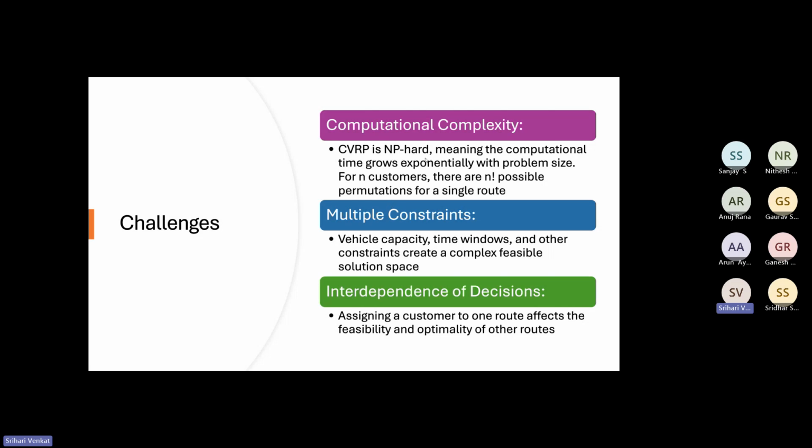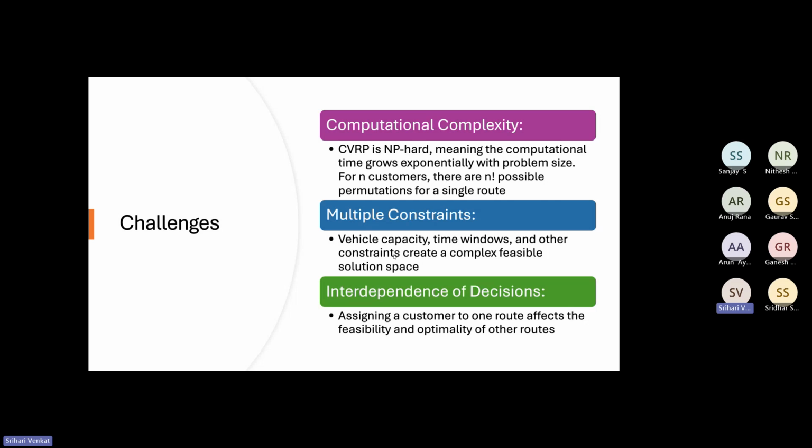I haven't explained NP hard, but I have introduced the non-deterministic polynomial time problems, right? So NP hard is one such variety. It's at least as hard as the hardest problem in NP. That's what NP hard means. We don't want to worry about the terminologies. For now, it's a very difficult problem to solve. The computational complexity grows exponentially with the problem size. For example, if there are n customers, there are n factorial possible permutations for a single route itself. So it's not an easy problem to solve.